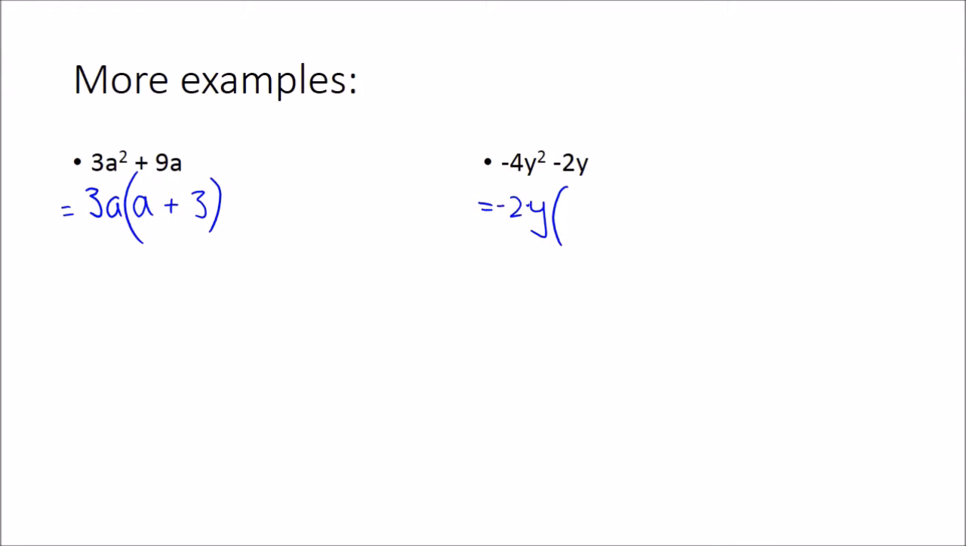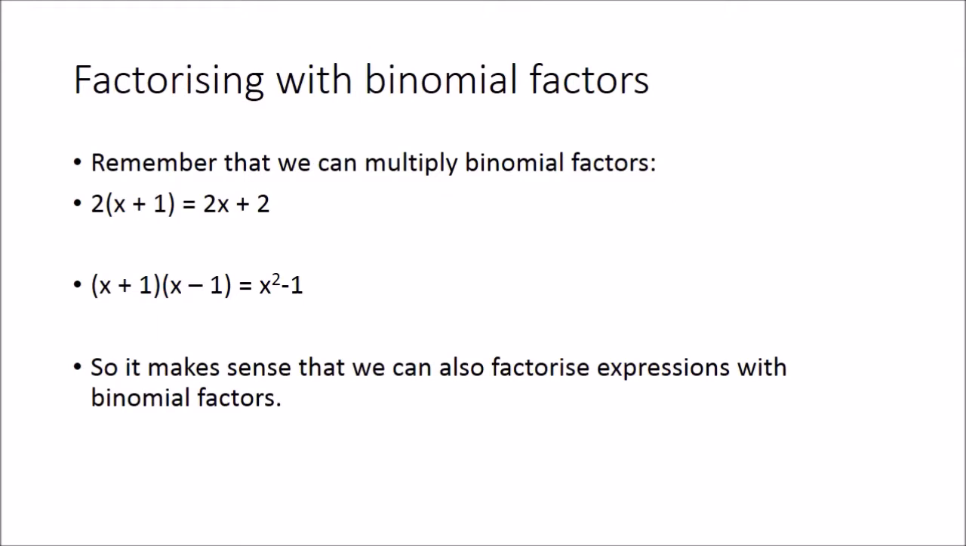So when I look at what's left, if I was to divide negative 4y squared by minus 2, well the number I'm going to be left with is plus 2, and y squared divided by y is y. Now over here, if I divide negative 2y by negative 2y, I've got plus 1. So those are my two factors.